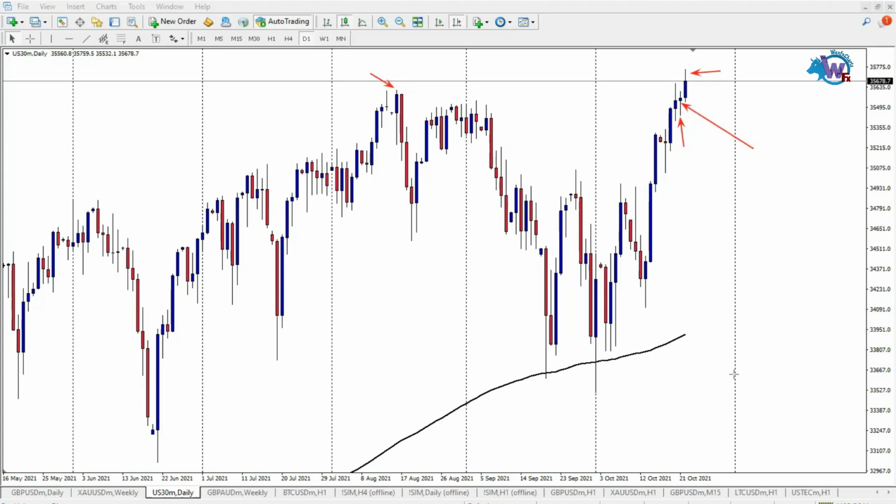So ultimately, I will be looking for a retest of the 35616 price level for me to jump into the buys. So basically, when market breaks a high or a low, ultimately it's always safe to wait for a retest, then join in the direction which market had been previously trading. So that is it on US30 buys as well.